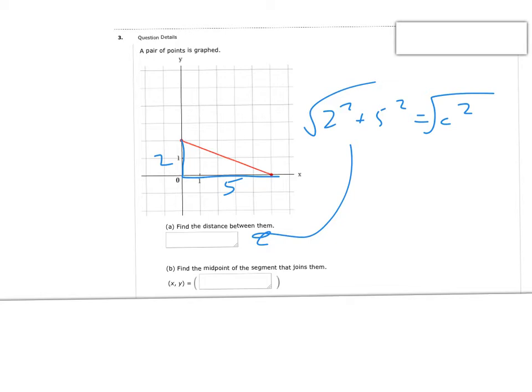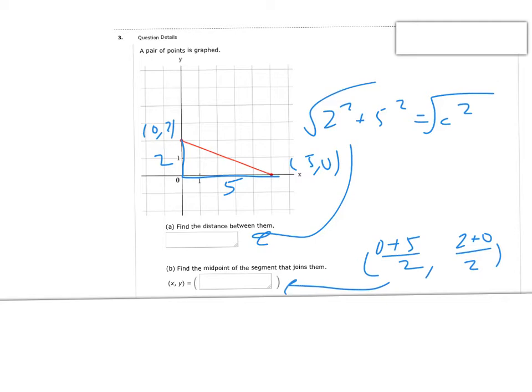For the midpoint formula, I just think of that as the average of the two x's, and so I'm going to add the two x's up and then divide them by 2, and then the average of the y's. So the x's, I have 0 and 5, so the average of the x's would be 0 plus 5, and then the average of the y's would be 2 plus 0. And so if you figure those out, that's going to be your answer right there. Oh, you can see they already have the parentheses for you, so don't include that in your answer.